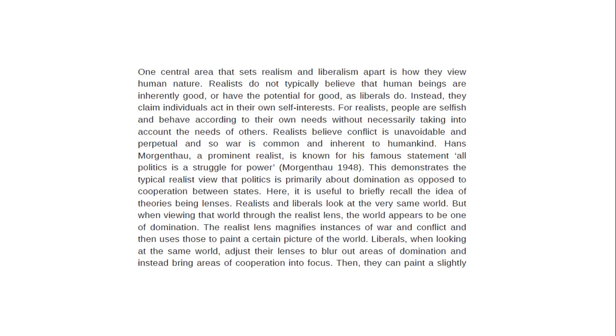Here it is useful to briefly recall the idea of theories being lenses. Again, we talk about camera lenses. Realists and liberals look at the very same world, right? There's one world and they look at the very same world. But when viewing it through the realist lens, the world appears to be one of domination. The realist lens magnifies instances of war and conflict and then uses those to paint a certain picture of the world. Liberals, when looking at the same world, adjust their lenses to blur out areas of domination, so kind of like erase them, and instead bring areas of cooperation into focus.